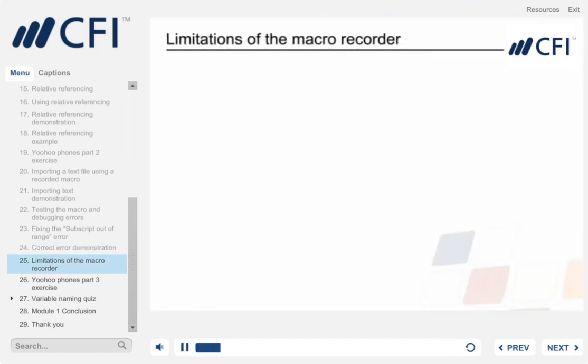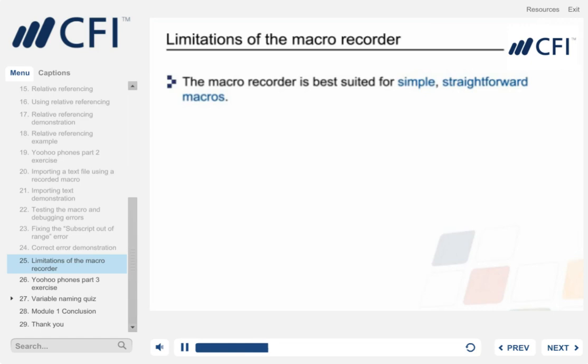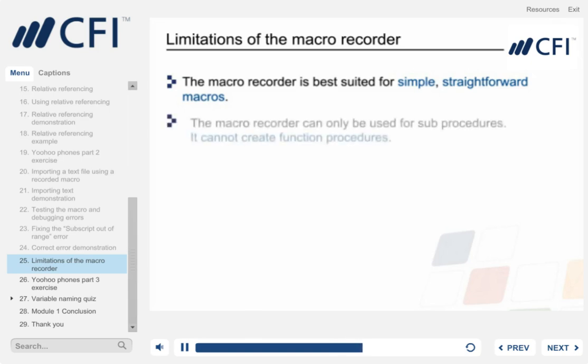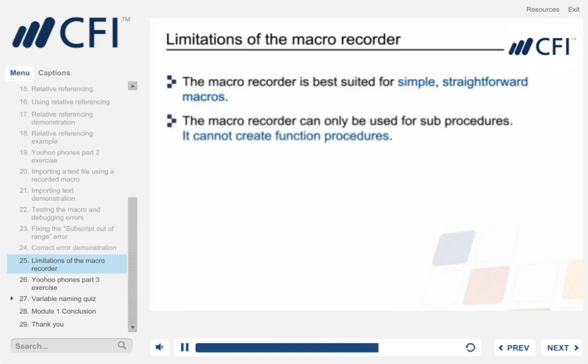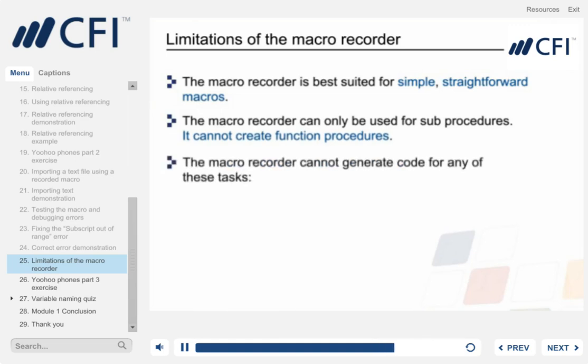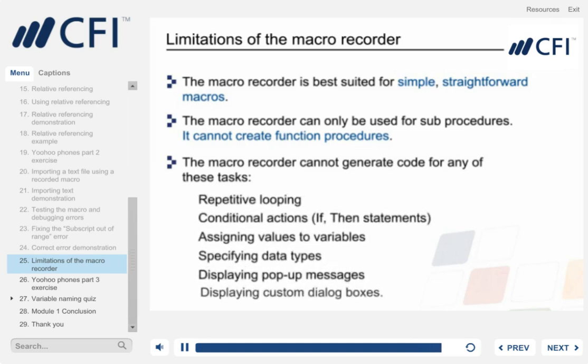Let's conclude by talking about the benefits and limitations of the macro recorder. The macro recorder is best suited for simple, straightforward macros. You can also use the macro recorder to learn code. All you need to do is record the keystrokes you are interested in and then view the code. The macro recorder can only be used for sub-procedures. It cannot create function procedures, nor can it generate code that can handle repetitive looping or conditional actions.